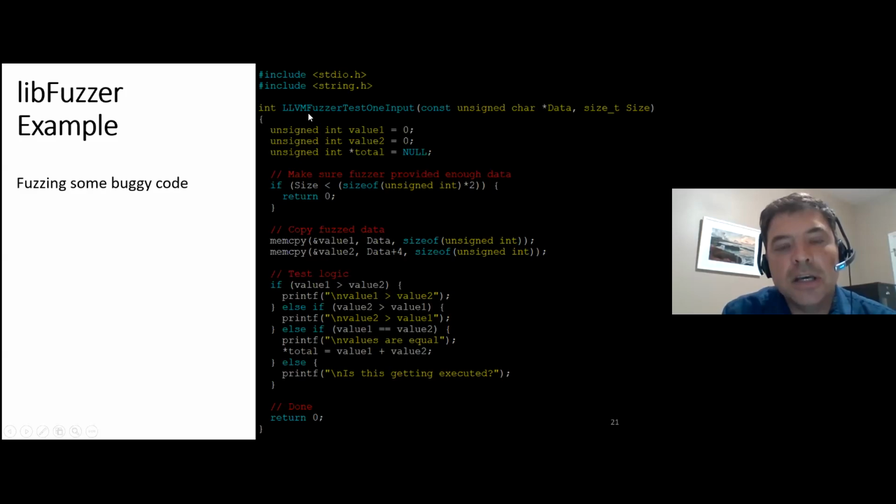And libfuzzer is expecting this well-known function name, so you just have to create this function. It has a pointer to the fuzz data and then a size of the data. Then you just copy the data from the fuzzer into the variables that you want to make fuzzable, and then invoke the logic.